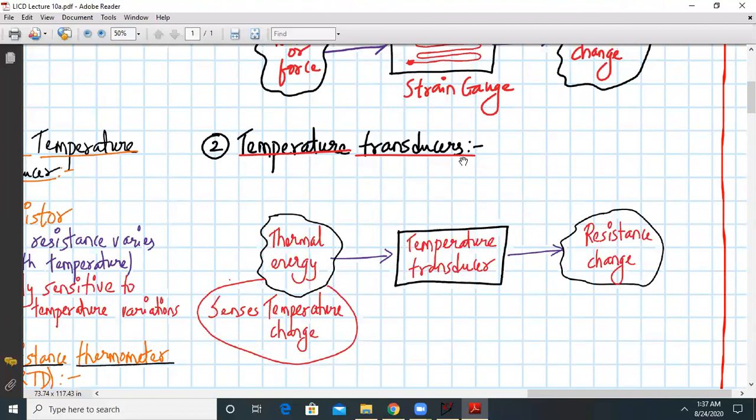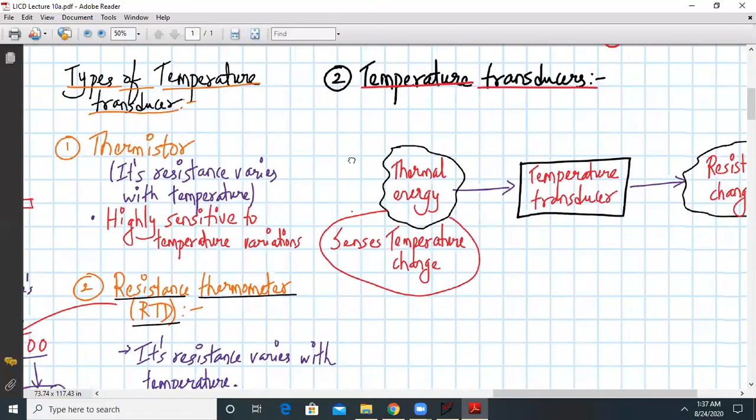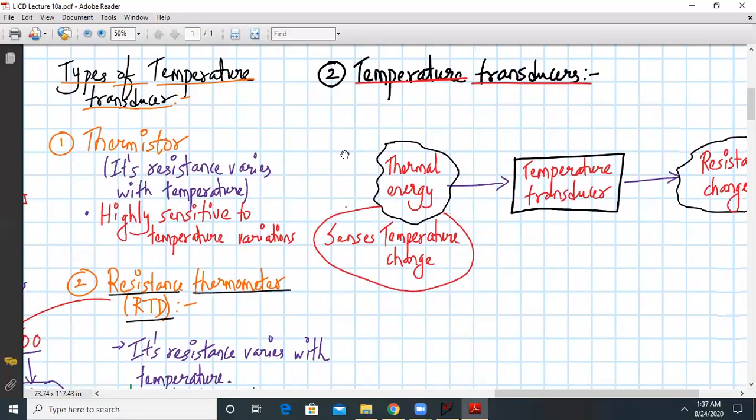Next is the temperature transducer. A temperature transducer will sense the temperature change from the ambient environment or the surroundings, in the form of thermal energy, and it will give the output in the form of a resistance change. When we use a common thermometer to measure temperature, such as human body temperature, that is also a kind of temperature sensor, but it is a contact temperature sensor. We have contactless temperature sensors also.